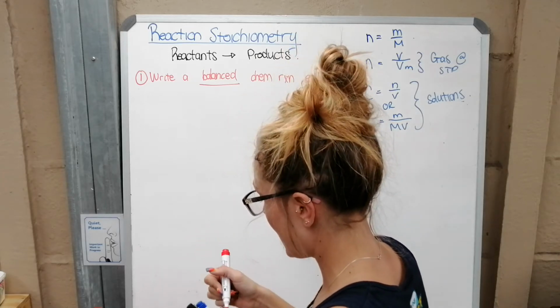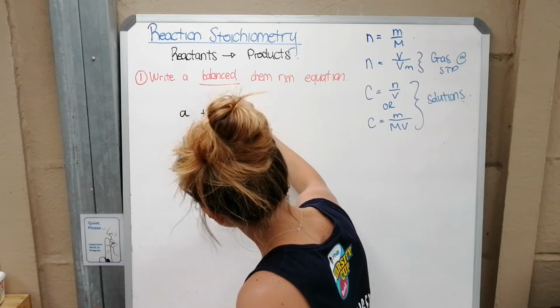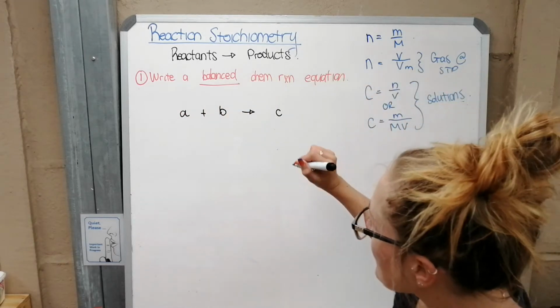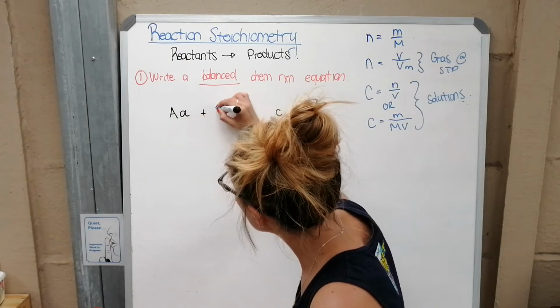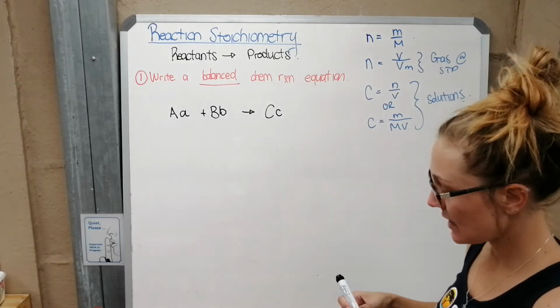Okay, so let's say we've got A reacting with B to produce C. You would balance it. In this case, I'm just going to use uppercase letters, so that's A, B, and C. Let's say those are the numbers that we used to balance it.